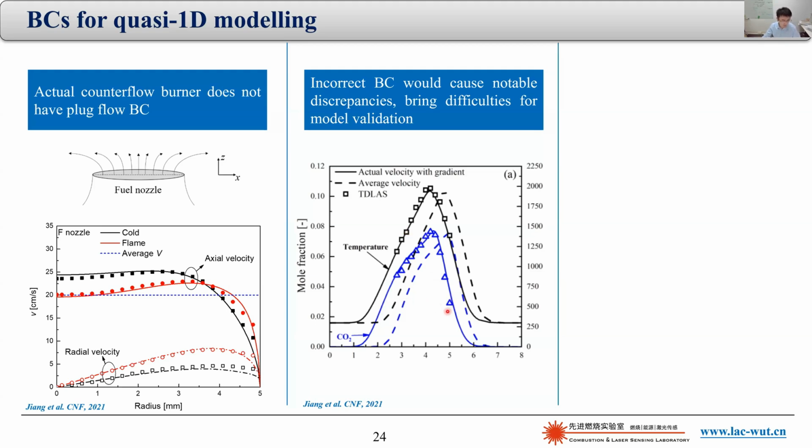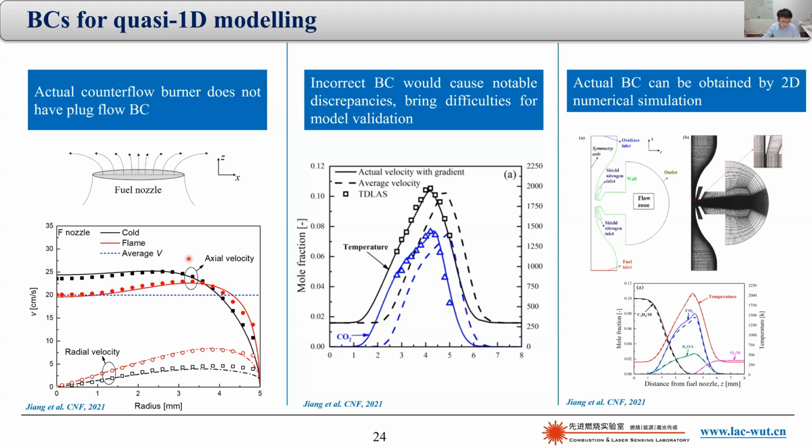But the question now is, how do I obtain the correct boundary conditions? If I do not have the PIV measurement in my lab, how do I know the boundary conditions? We noticed that the boundary conditions can be obtained by doing very simple 2D simulations that include the burner geometry. When I say simple, you can do this with just one-step chemistry, and the results for the boundary conditions will be accurate enough for you to use in a subsequent 1D model with complex chemistry. Okay, this is one part.